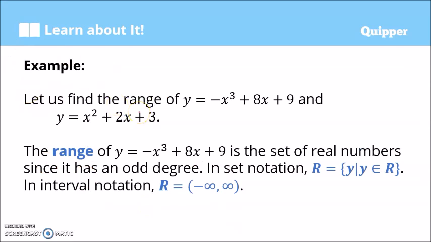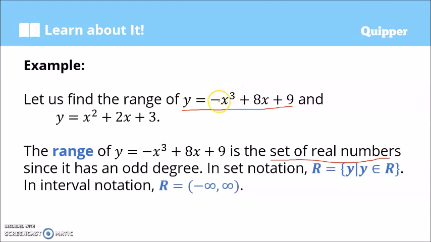Example. Let us find the range of y equals negative x cubed plus 8x plus 9 and y equals x squared plus 2x plus 3. So, let's take this one first. We'll look at the degree. Is it odd or even? It's odd. Meaning to say, ang range niya ay set of real numbers. Set of real numbers.